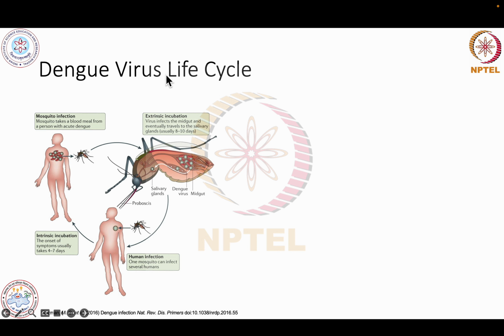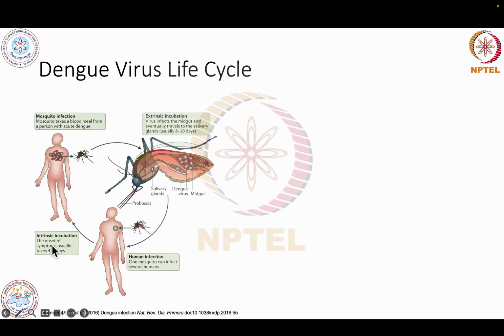So what is the dengue virus life cycle? Mosquito infection happens when a mosquito takes a blood meal from a person with acute dengue, and then extrinsic incubation occurs. The virus infects the midgut, eventually travels to the salivary gland, and inside the mosquito this takes around 8 to 10 days. In human infection, one mosquito can infect several humans.